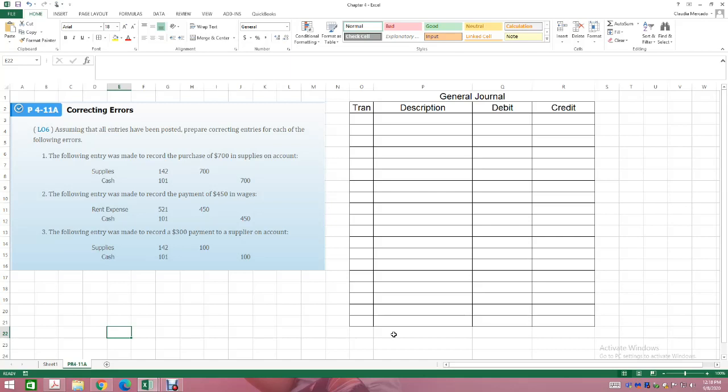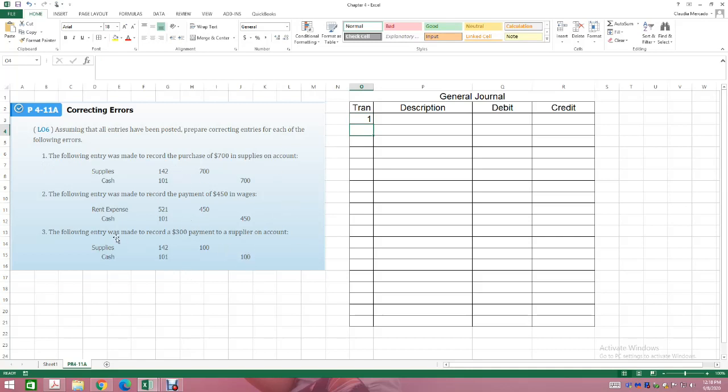It says, assuming that all entries have been posted, prepare correcting entries for each of the following errors. And then they give us 3 errors. So we're going to start with the first transaction. Usually we put the date, but in this case they don't give us dates, so I'm just going to put transaction 1, 2, and 3. That way we identify it.